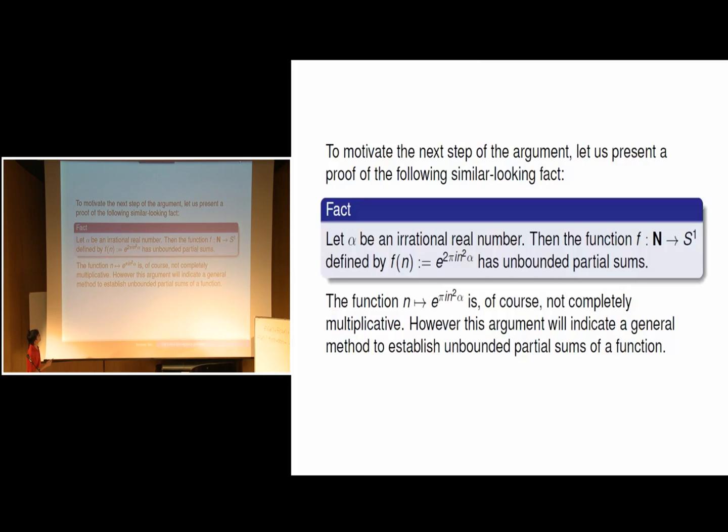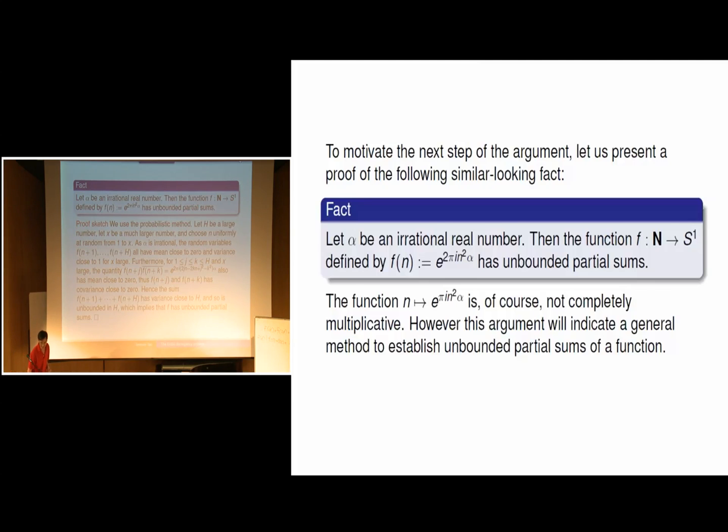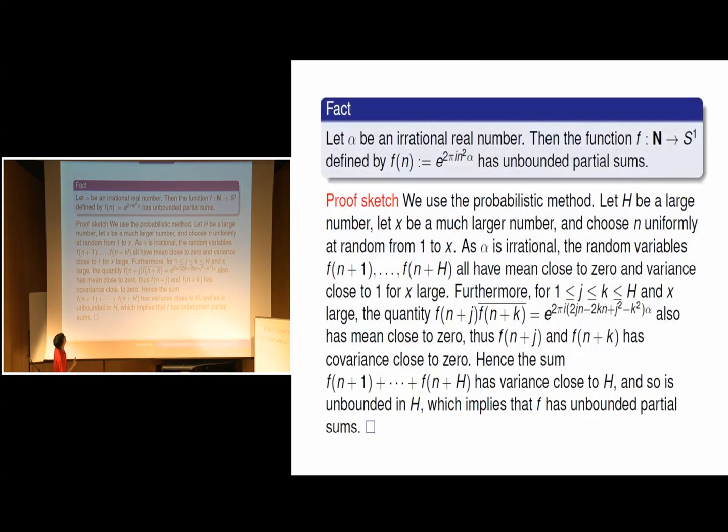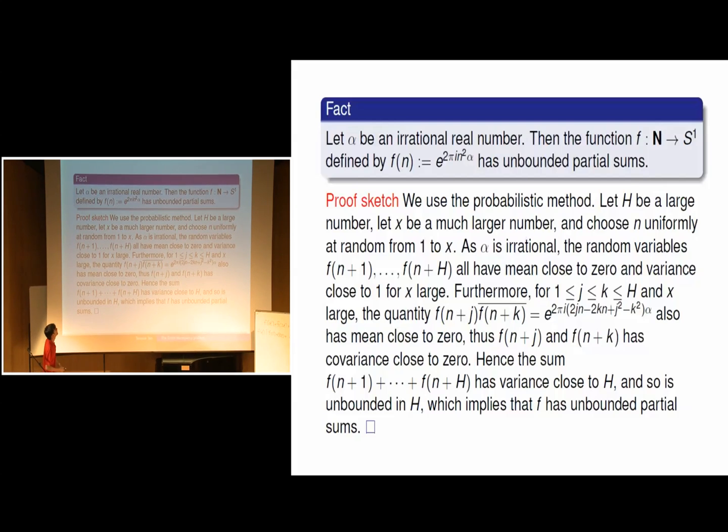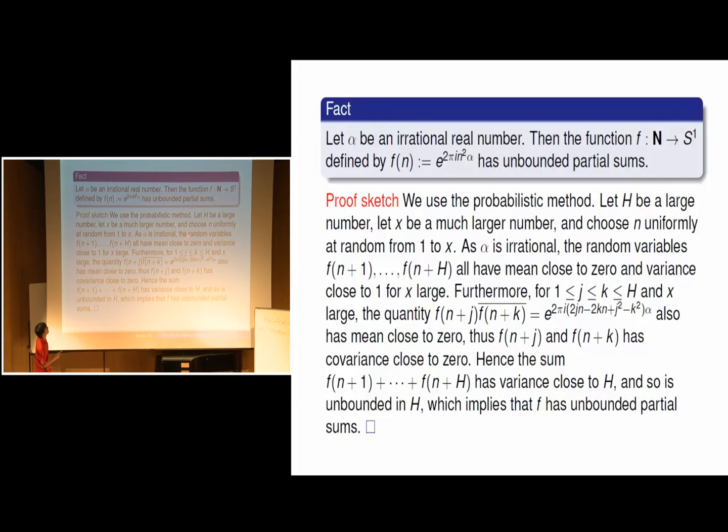All right, so how do you prove unbounded partial sums? You read Alon and Spencer, you use the probabilistic method, of course. So let's see how you prove this. You pick a really large number x, and some moderately large number h, let's say log x or something. And what we're going to do is pick a random natural number n between 1 and x. You look at a little window of this sequence.